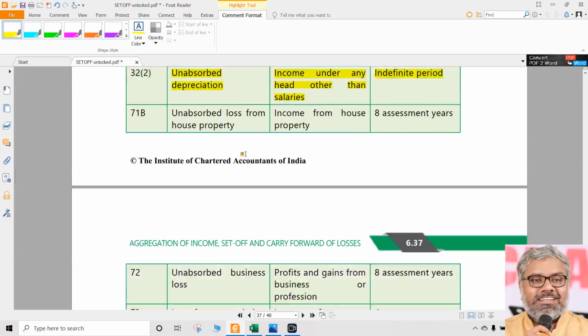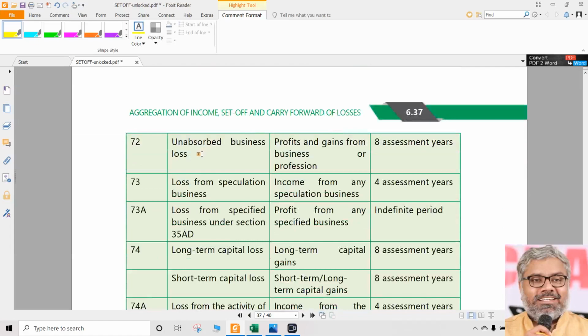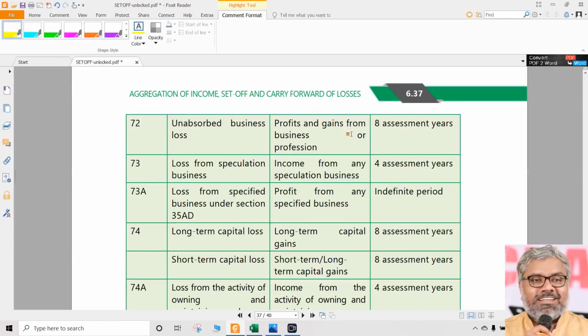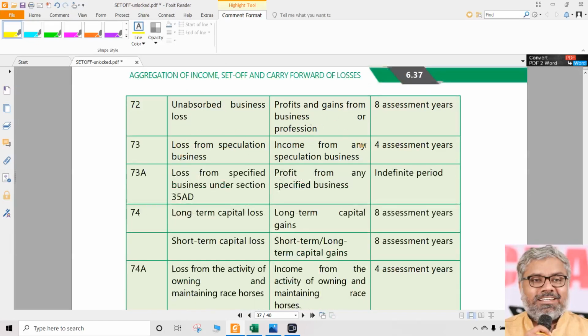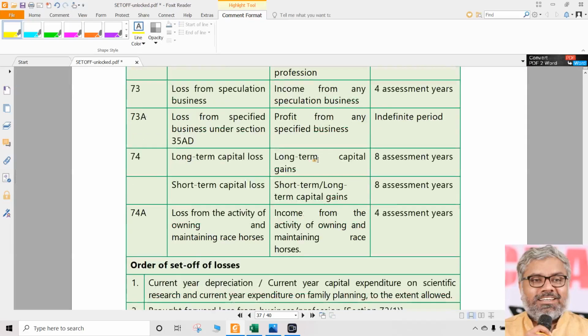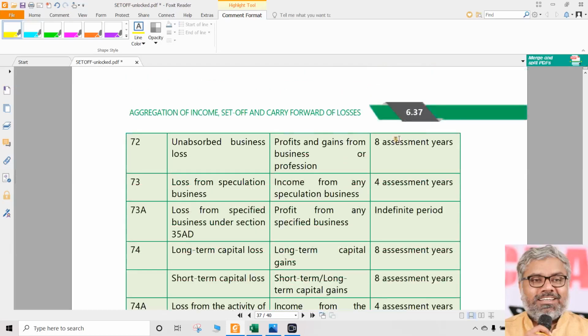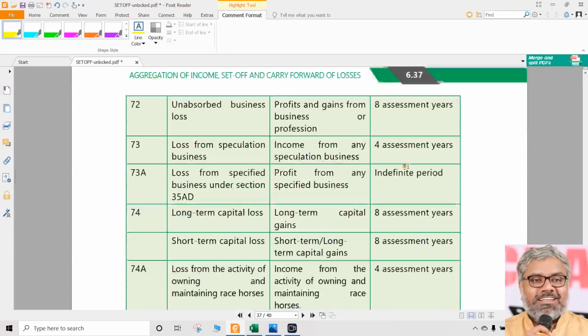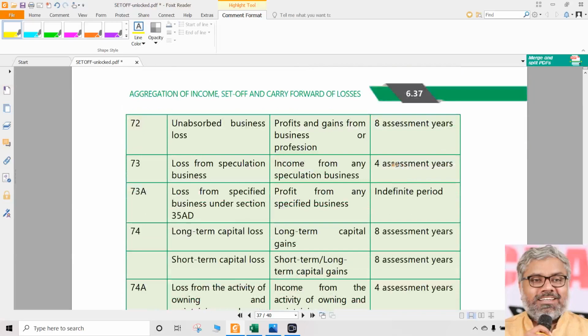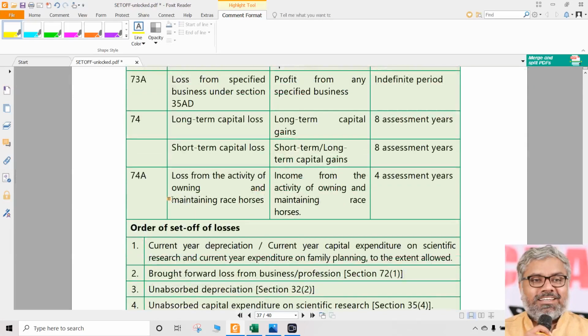All other things are very simple. Loss from house property can be set off against income from house property only, and loss from business can be set off against PGBP income only. Speculation business is already restricted, specified business already restricted, long-term capital loss already restricted. Short-term capital loss is not restricted against long-term capital gains, but within the head definitely it is restricted. Normally all carry forward happens for 8 assessment years. Exceptions once again: one is speculation business, only 4 years, and another one is the activity of owning and maintaining resources, that is also only 4 years.